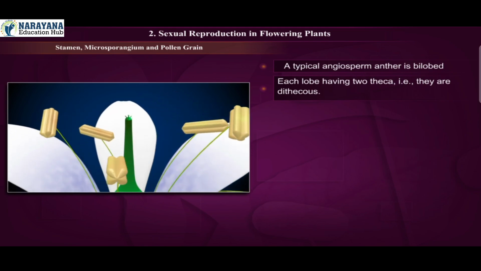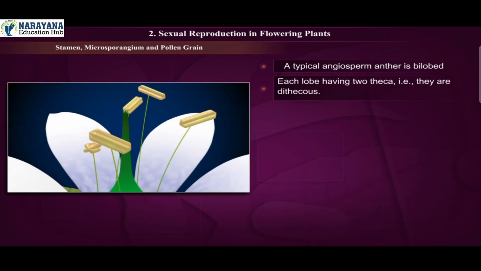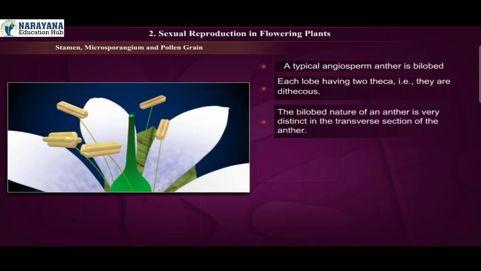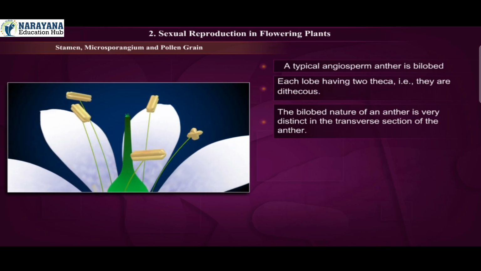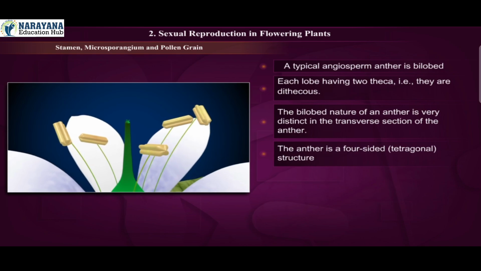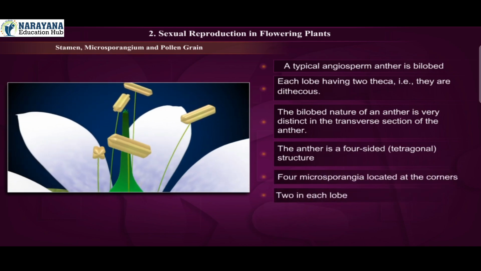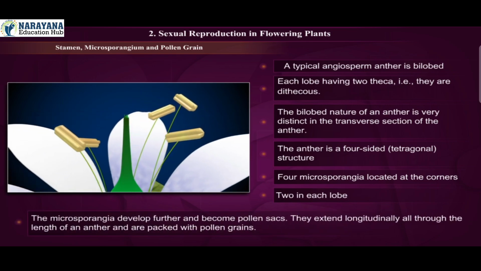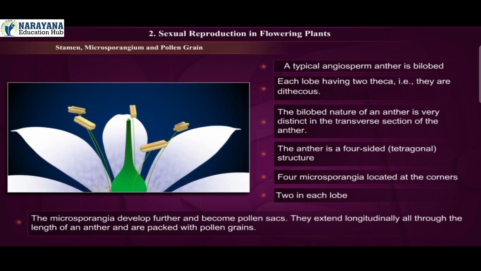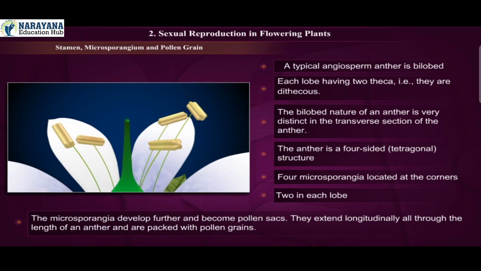Let us understand the various types of tissues and their organization in the transverse section of an anther. The bilobed nature of an anther is very distinct in the transverse section of the anther. The anther is a four-sided, that is, tetragonal, structure consisting of four microsporangia located at the corners, two in each lobe. The microsporangia develop further and become pollen sacs. They extend longitudinally all through the length of an anther and are packed with pollen grains.